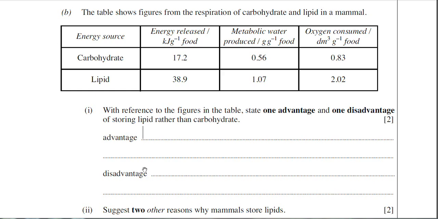The disadvantage, maybe a little bit more tricky now. Is the metabolic water released a disadvantage? No, I don't think so. It's actually to do with the oxygen consumption. It takes a lot more oxygen to release the energy from a lipid as it is from a carbohydrate. So I think the disadvantage there is the fact it uses more oxygen. Right, so I'll type those answers in along with the answer to the first part, part A.